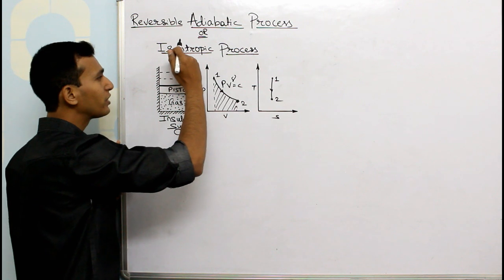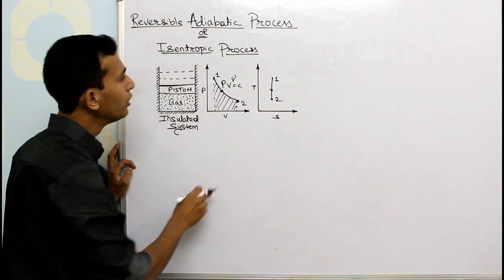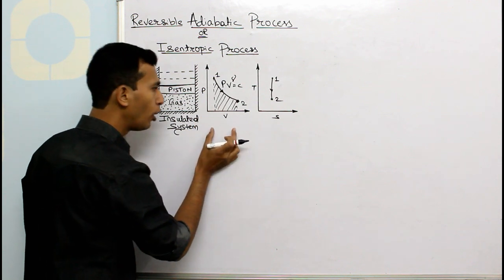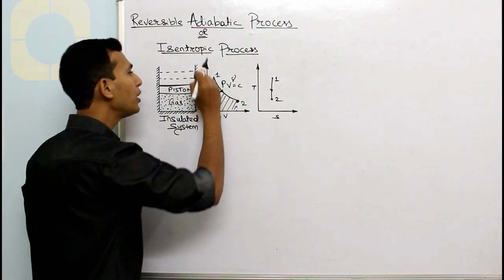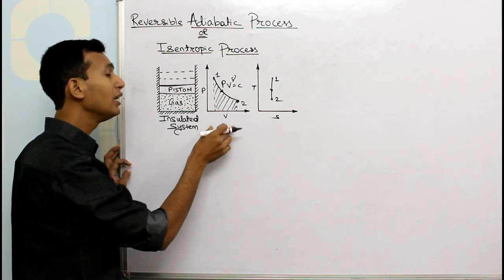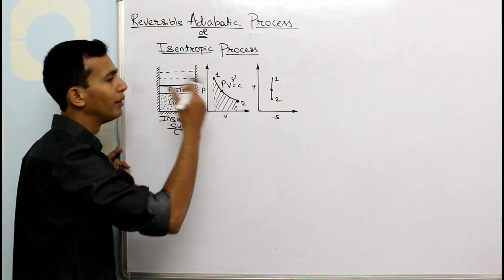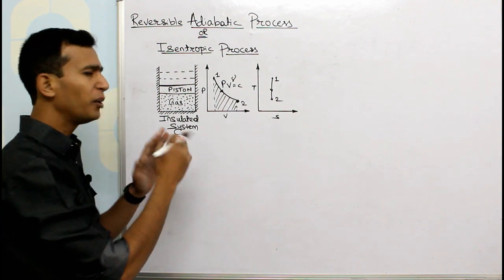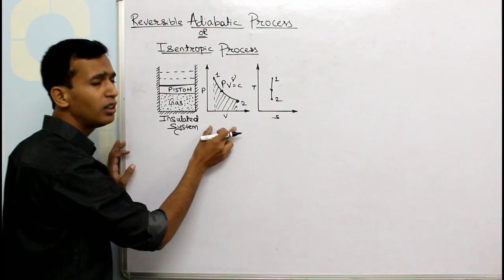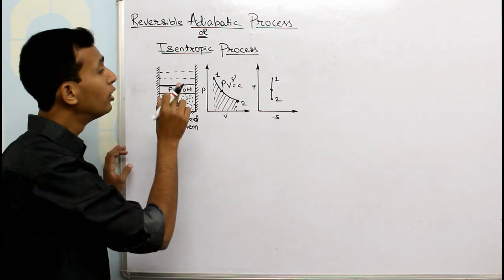But if it is getting compressed, then the final volume will be less than the initial, and you will have more pressure at the final state than at the initial. So, you will have work supplied, so it will be negative. Whether positive or negative, it will be a non-zero value. So, this is the diagrammatic representation on PV.